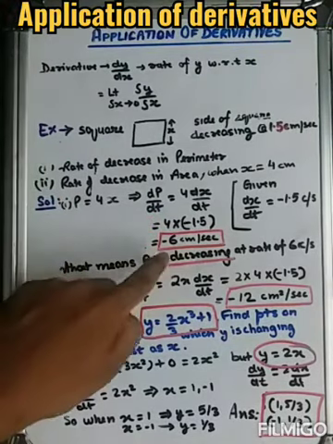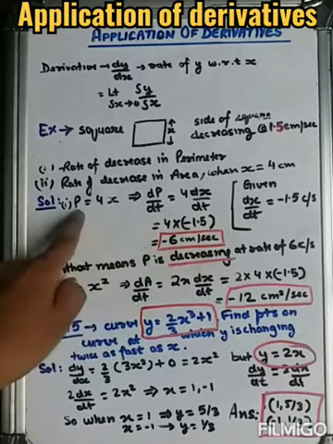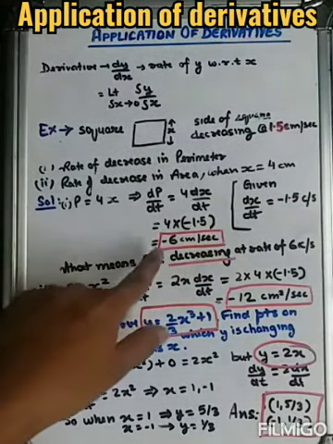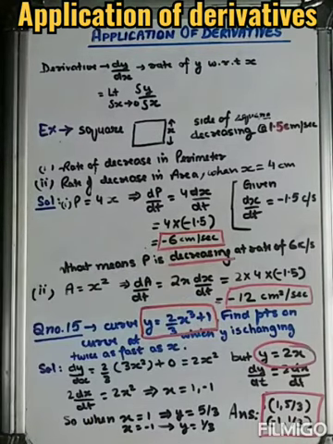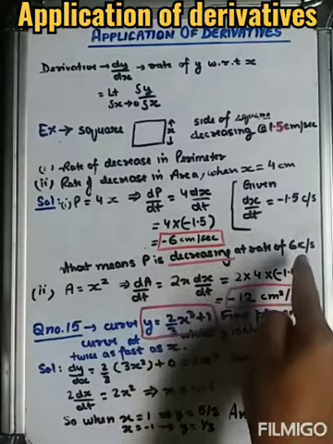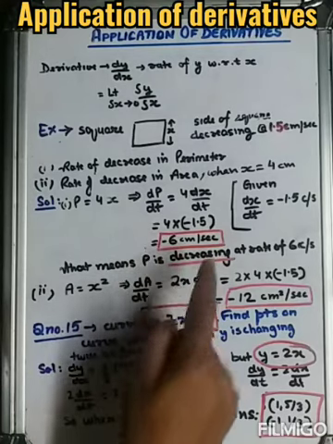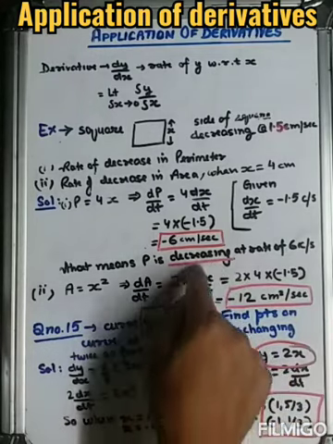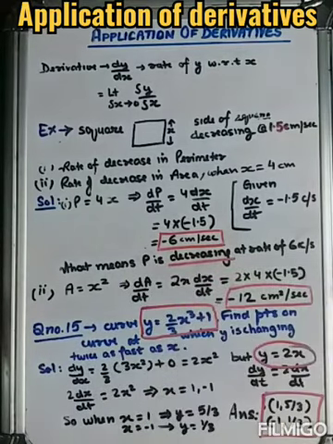So what does this value show? This value means that when the side is decreasing at this rate, the perimeter will decrease at 6 centimeter per second. So one main point you have to write: either the perimeter is decreasing at 6 centimeter per second, or write P is changing at the rate of minus 6 centimeter per second. Don't write both decreasing and negative together. Either write decreasing, or write change in perimeter minus 6 centimeter per second.